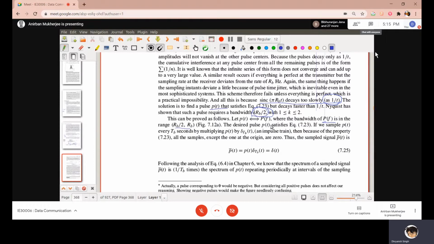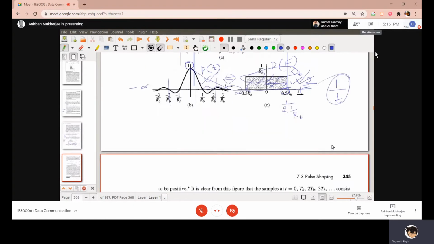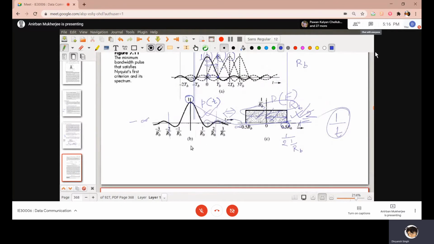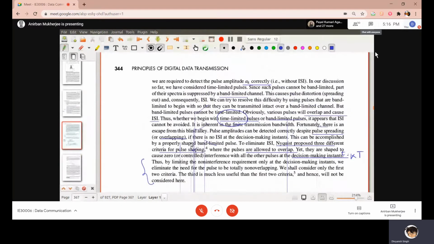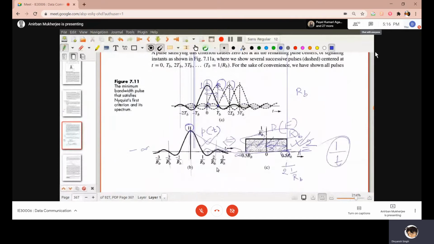And p(t) satisfies that it is 0 at plus minus n TB. If I define p bar(t), another one, where I am defining p(t) into delta TB(t). So what is p bar(t)? This is my p(t). p bar(t) is what I am doing here, then 1 by RB, 2 by RB, 3 by RB, I have an impulse train. I am multiplying with an impulse train.